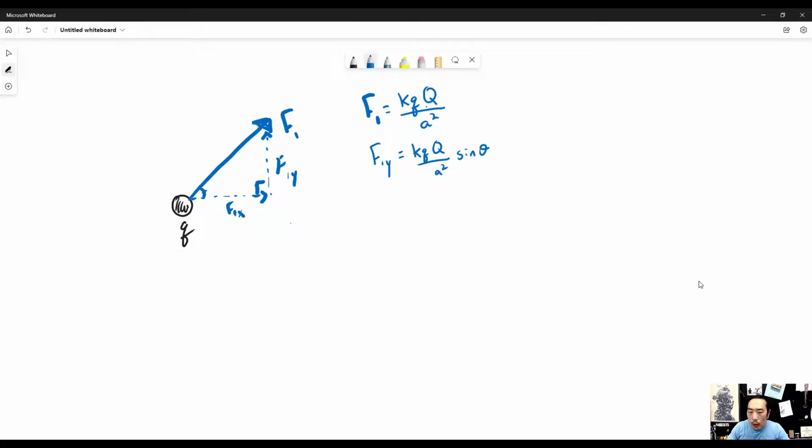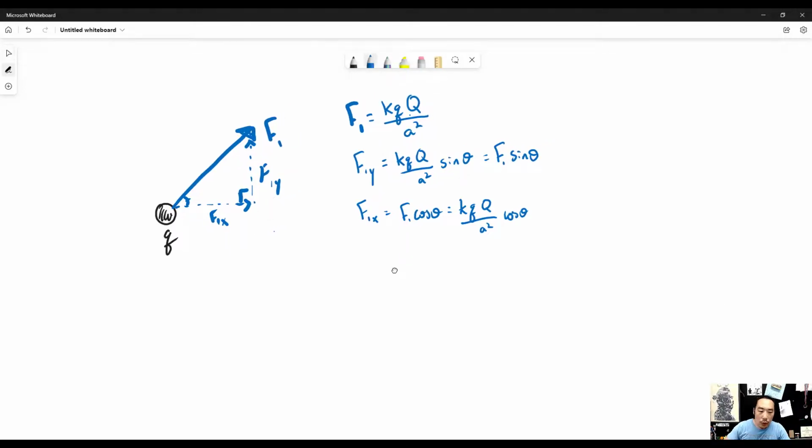Now you might see this written different ways. You can see it written that way, which I think is really helpful because we're going to be plugging things into the calculator, but you can also see it written as F1 sine theta, which is a little bit shorter and cleaner to use. Let's do the same for F1X. F1X would be F1 cosine theta, and it's cosine because that component is touching this angle. If it's touching it, it must be adjacent, which can be rewritten as k Q q over a squared times cosine theta. All right, we have that there. Now let's do F2.